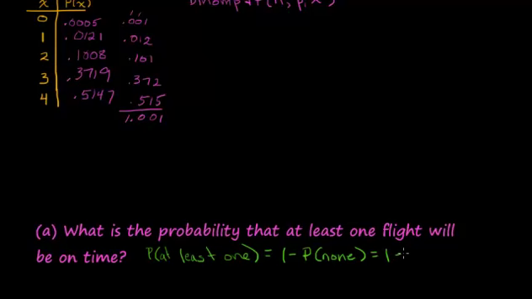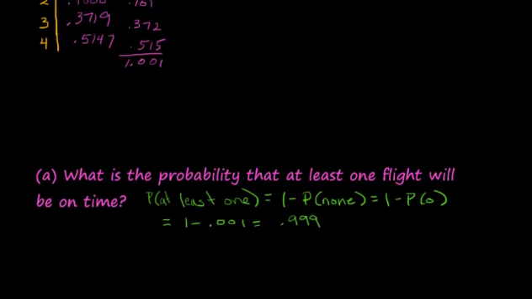So 1 minus the probability of 0. 1 minus 0 was, we'll use our rounded to 3 decimal place result, 0.001. And we get the result 0.999. So there's a really good chance at least one of these 4 will be on time. Okay, let's look at another question we could answer with this data.